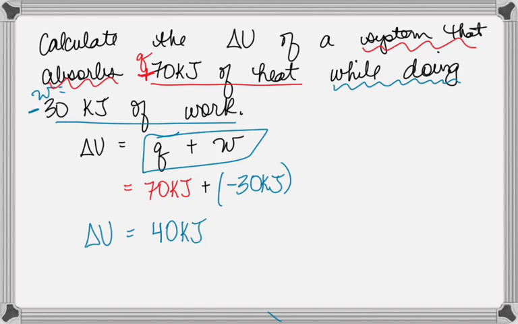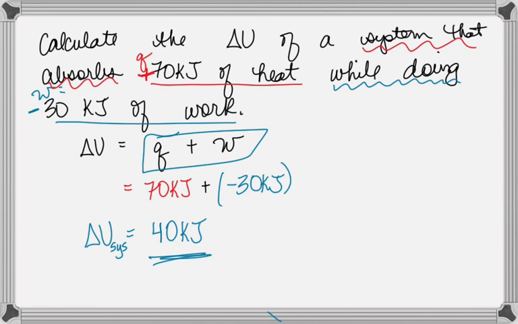And let's talk a little bit more about that to understand what it's saying. Because the change in internal energy of a system, technically this is labeled a system, is positive 40 kilojoules. That means when this chemical process is finished, the system has 40 kilojoules more energy at the end of this process than it had when it started. The system has absorbed that much energy.